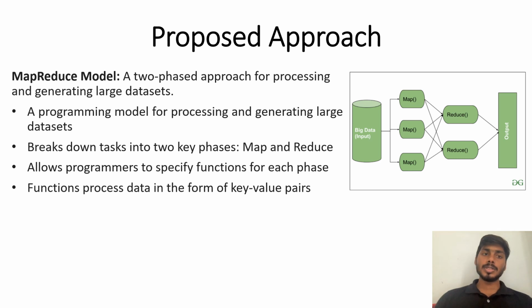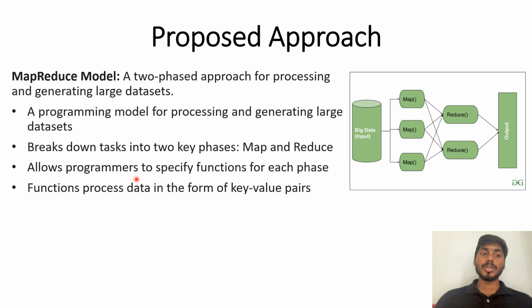Now let's discuss the proposed approach. The MapReduce model has two phases for processing and generating large datasets. The first one is the map phase, the second one is the reduce phase. MapReduce is a programming model for processing and generating large datasets on clusters. So this model is broken down into two phases, map and reduce.